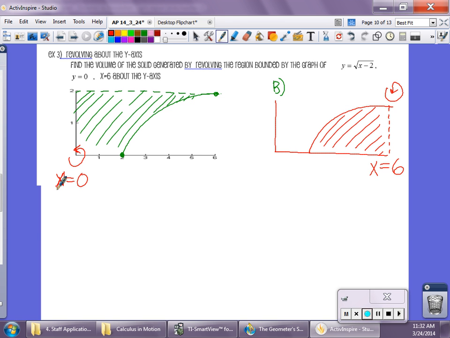Yep. No. Oh, x equal to 0. This one. Okay?